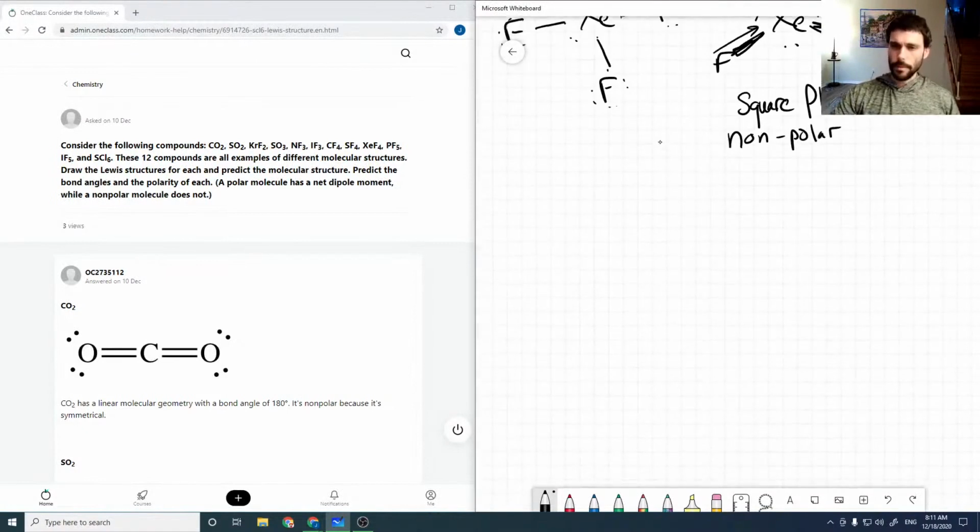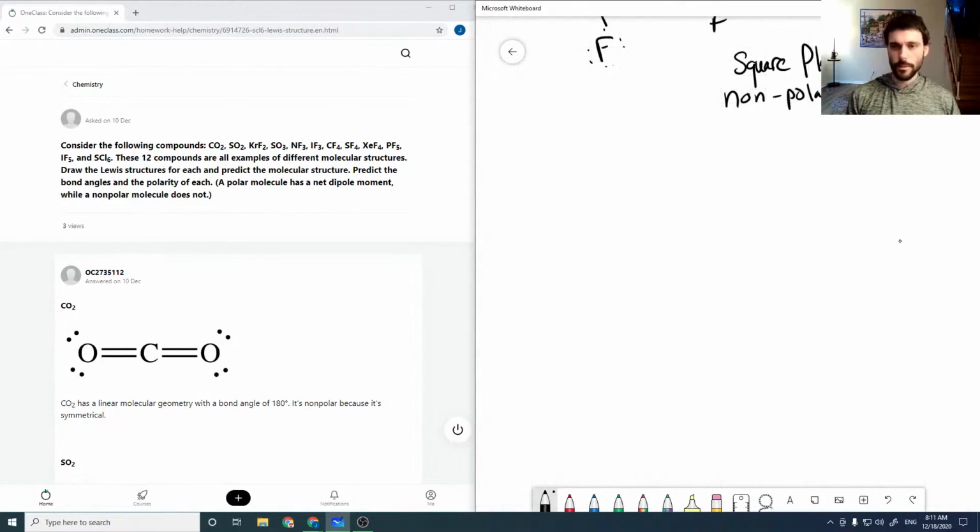Okay, now PF5. So phosphorus has 5 valence electrons. Each of these contributes 7 for 35. And a total of 40. So for PF5 to have 5 bonding partners, all 5 of its valence electrons must be split.